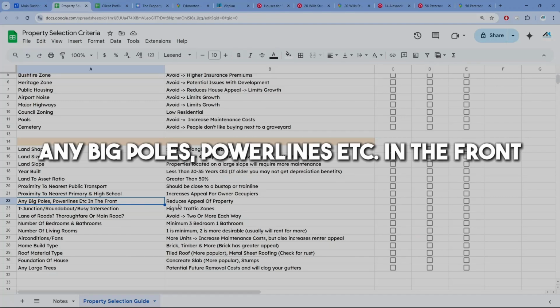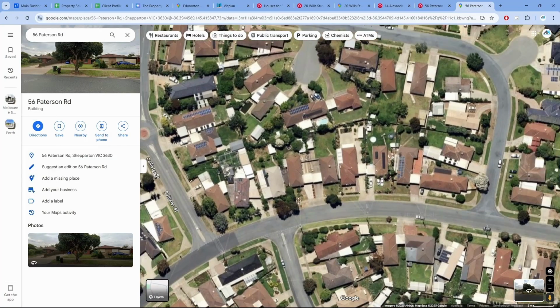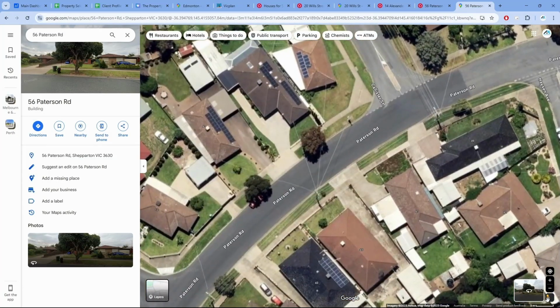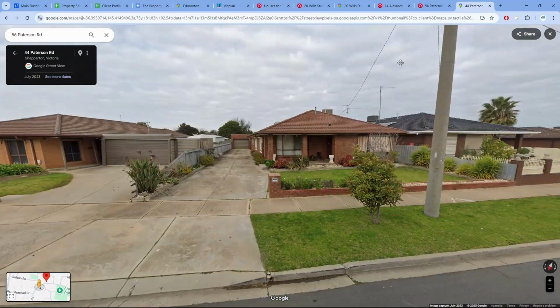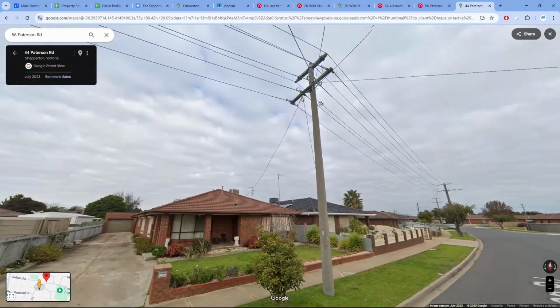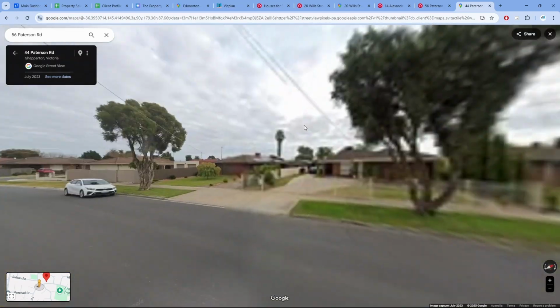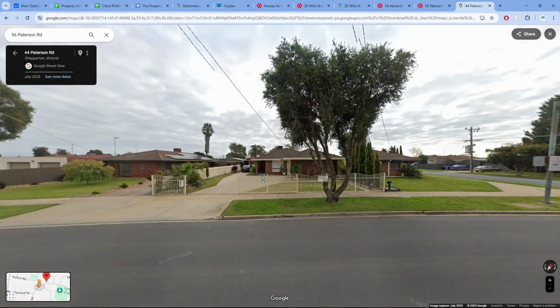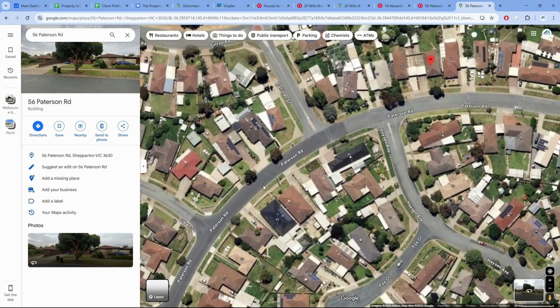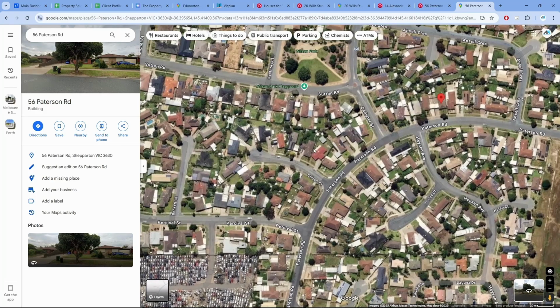Are there any big poles or power lines in the front, right? When we look at properties, say this one, for example, this one is not such a bad power line. This is a common one. If we can avoid this, it's good, but we don't have to completely avoid it, right? It's not a deal breaker, it's just a trade-off. This one doesn't have a power line, much nicer. It's great, right?